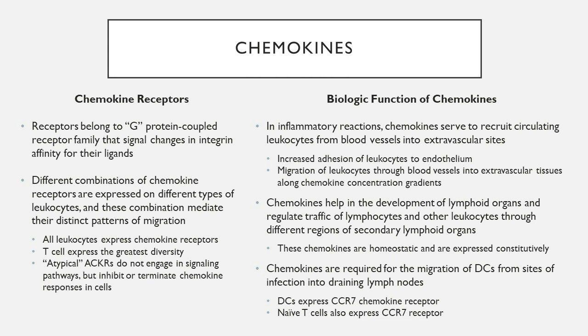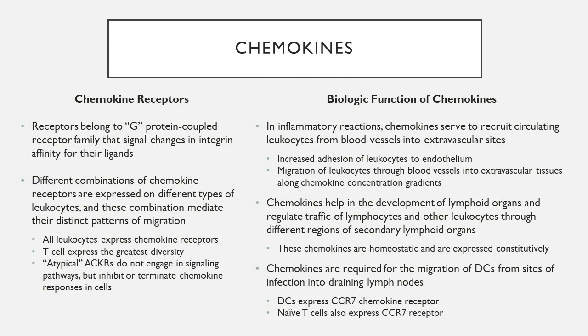There are 3 primary functions of chemokines. The first plays a role in inflammatory reactions. Here, chemokines serve to recruit circulating leukocytes from blood vessels into extravascular sites. And this happens in 2 separate steps. The first is the increased adhesion by the increase of affinity of integrins on the endothelium, so this is on the walls of the blood vessels. That helps leukocytes get a stronger and firmer adhesion to the walls of the endothelium. And then there's the migration of leukocytes from the endothelium into the extravascular tissues.